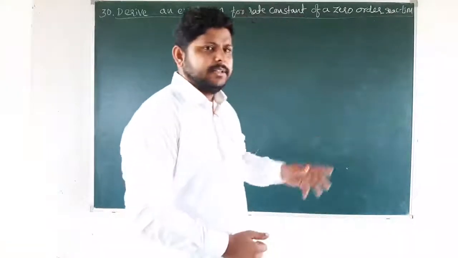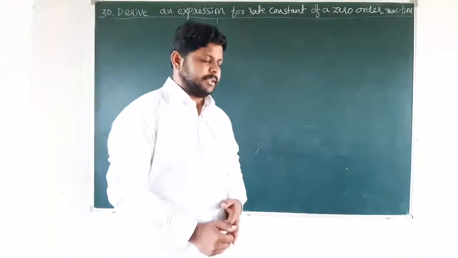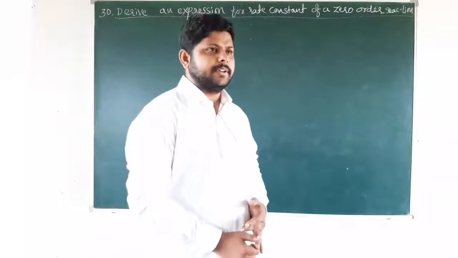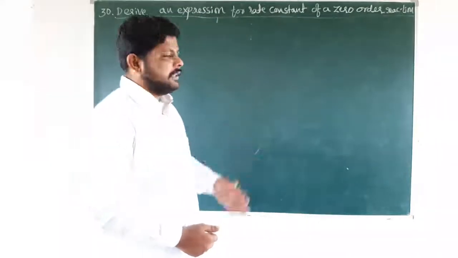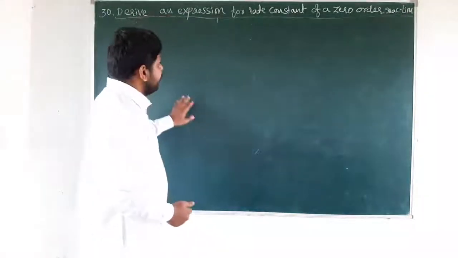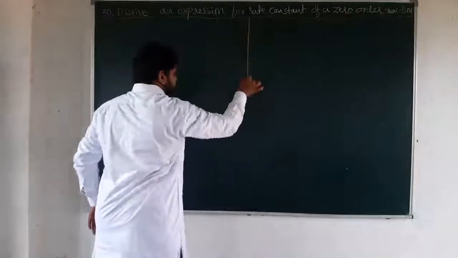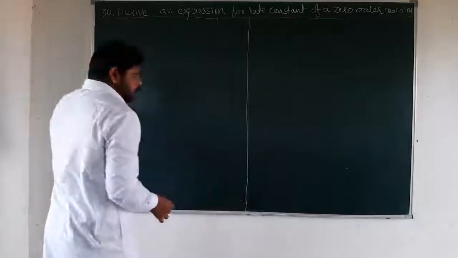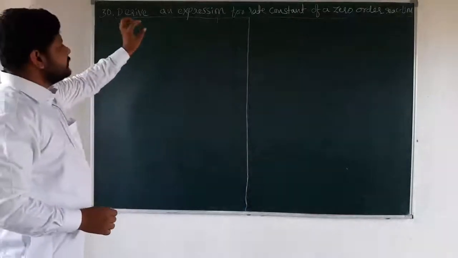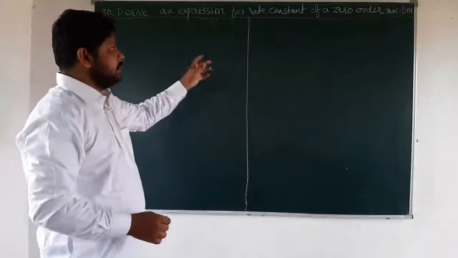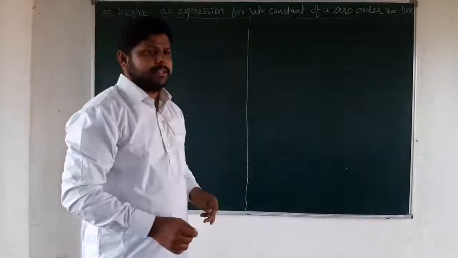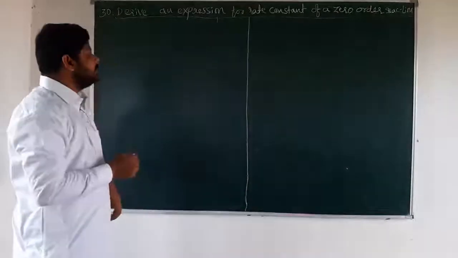So it is a derivation, the integrated rate equation. It is also called the integrated rate equation. So you have to derive the equation. So be careful with what I am telling. I will divide it into two parts. We have to derive an expression, an equation for a zero order reaction, and that is an integrated rate equation.